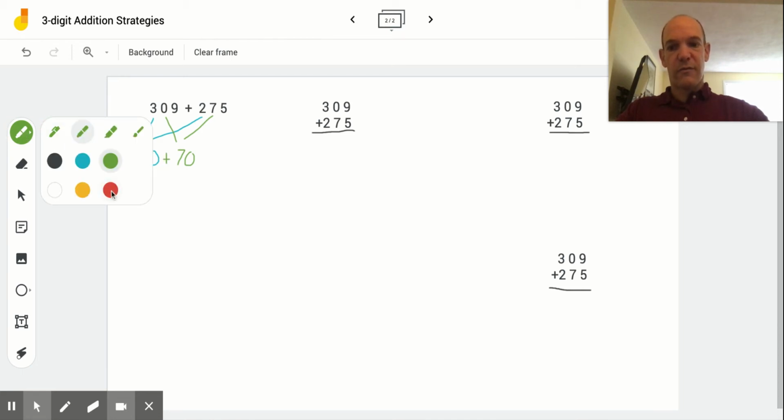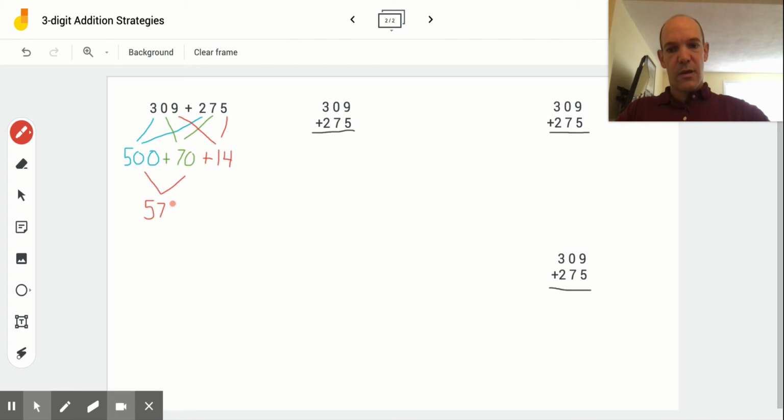And I'll change color for the final one, which is the ones. And that's going to be a 9 and a 5. And if we add 9 plus 5, we get 14. And I may just do one more step where I'm going to combine the 500 and the 70 to make 570. And if I add my 14 to that, I can think of adding 10 first, which should be 580. And if I add 4 more, that would get me to 584. So that is one strategy students can use.